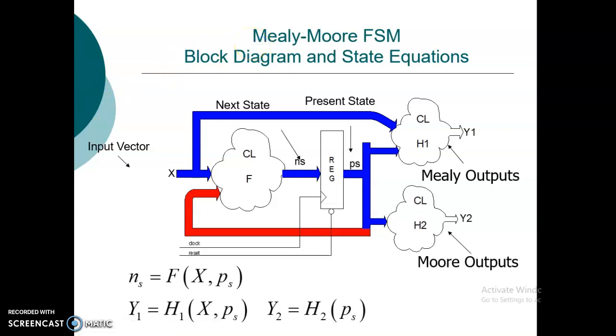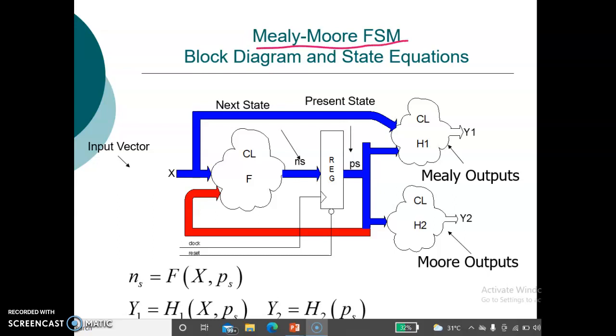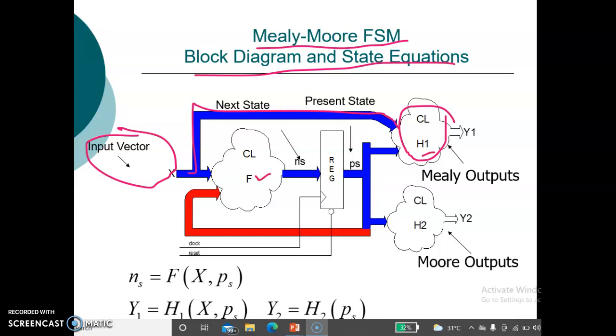In the Mealy FSM, finite state machines, block diagram and state equations. Here this is the input vector. Here, via next state and present state going directly, one Mealy output, one combinational circuit. You can say H1. This is F. This is also a combinational circuit. We already have seen this is the next state. This is the present state. This is a register. And the register clock signal is going like this. Reset going.